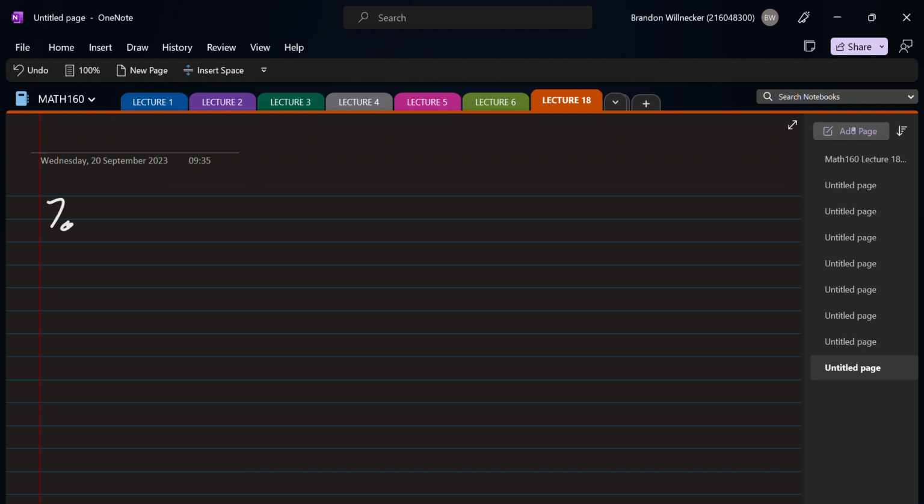So number 7, we have the integral from minus pi to pi of x squared sine x dx. Again, symmetric domain. It's from minus pi to pi, so it's something like minus a to a. So we look at the inside part and we check: is it even? Is it odd? So check.